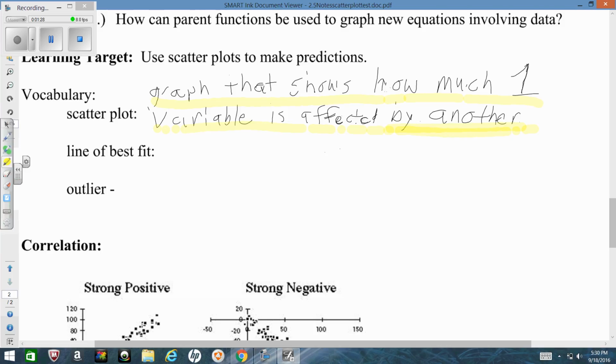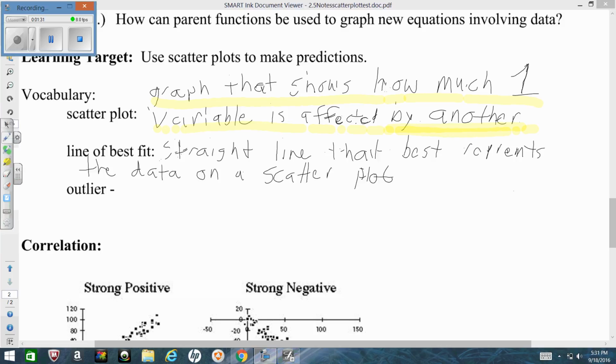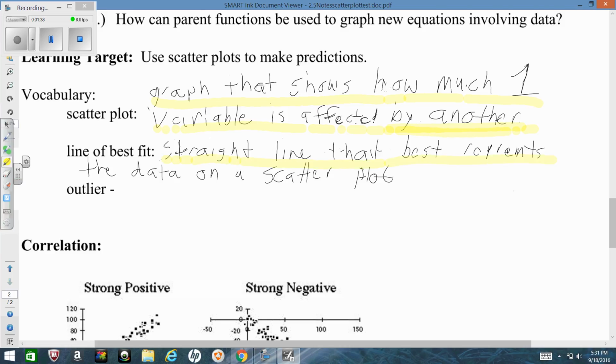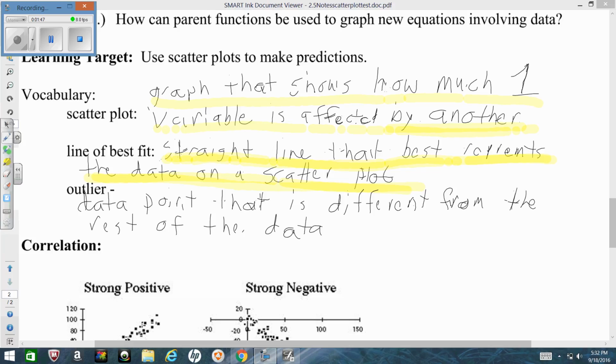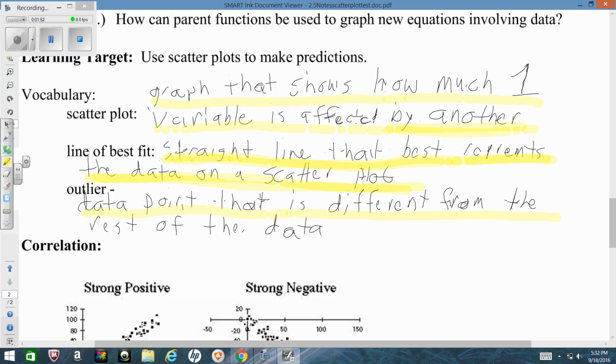Next term, line of best fit. A line of best fit is a straight line that best represents the data on a scatter plot. Next, we have an outlier. That is a data point that is different from the rest of the data.